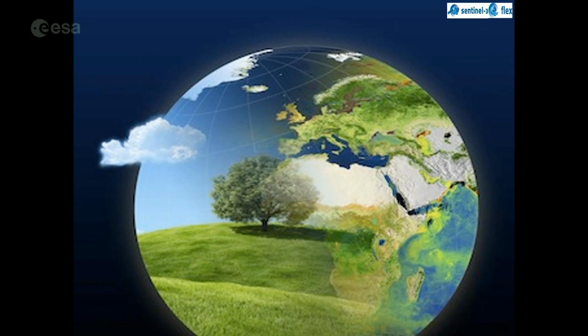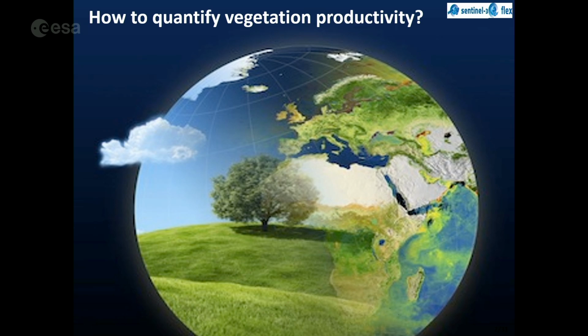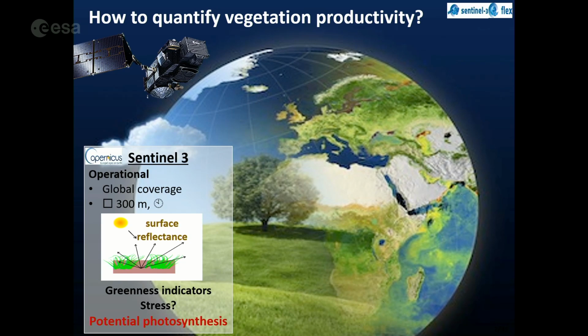Okay, so let's have a look at our planet again, our living planet that provides food and feed to all of us. But this time, the question is how to not just quantify vegetation properties, what we saw yesterday, but go a little bit more in depth, be more ambitious, and try to quantify vegetation productivity. How is that typically done?